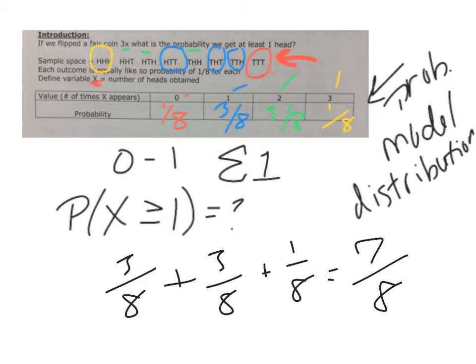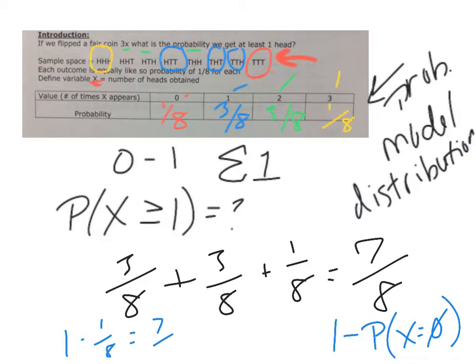The other way that I could have done that is I also could have found that by doing 1 minus the probability that X equals 0, which in this case would be 1 minus 1/8, which again gives me 7/8. So those are the 2 ways that I could do that.